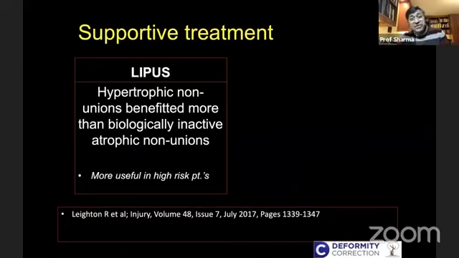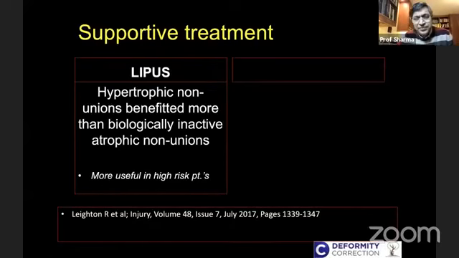Then you look at the supportive treatment. Ultrasound, I'm not a great believer. I don't think it works. It helps heal the patients' and surgeons' minds, I believe. And there is a recent systematic review. We looked at all meta-analyses and systematic reviews, and they found that it works better in hypertrophic non-union, which basically means probably if you didn't do anything, it still would have healed. And it is perhaps of some use in high-risk patients. You can buy time. I use it to buy time rather than actually heal the bone.